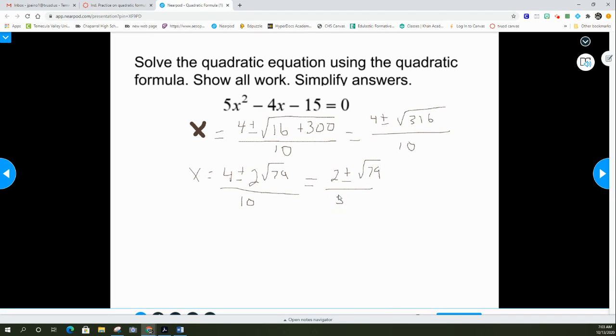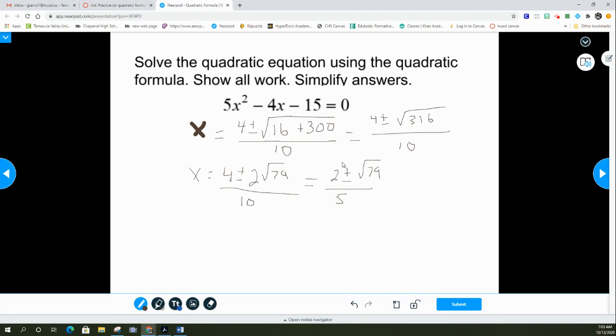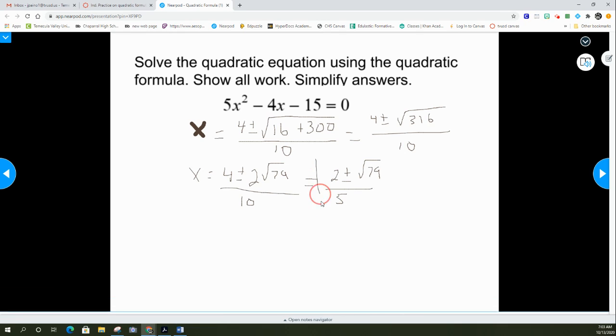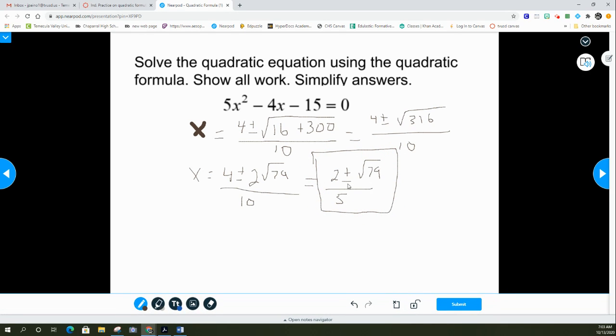Now I can leave my answer like this. Again, I could separate it as two different answers, 2 plus rad 79 over 5 and 2 minus rad 79 over 5, but it's just easier to leave it as one. The plus or minus implies that it's two different answers.